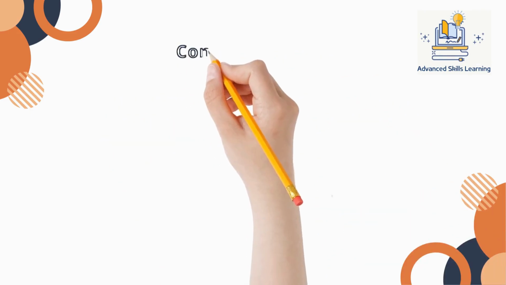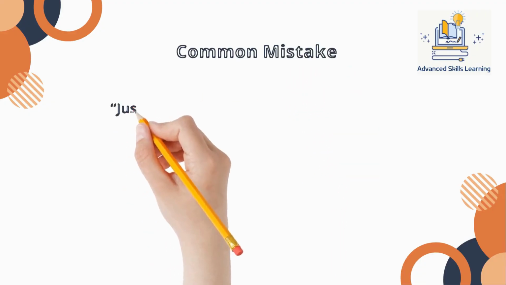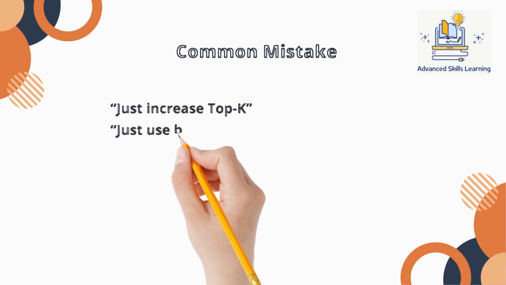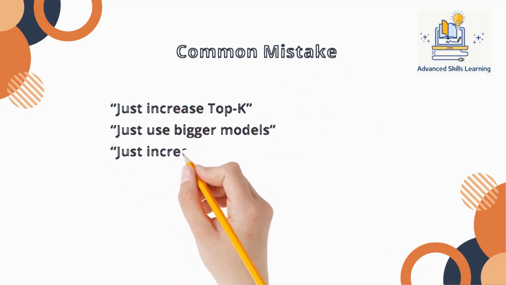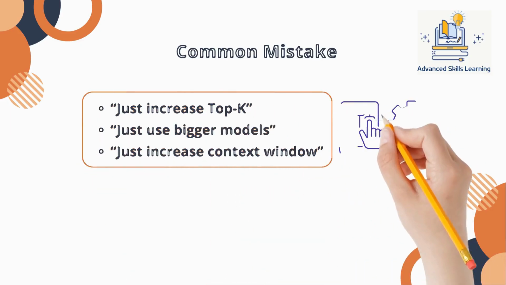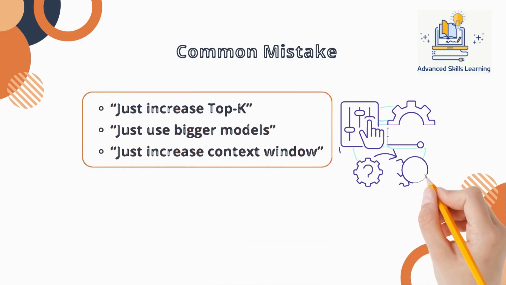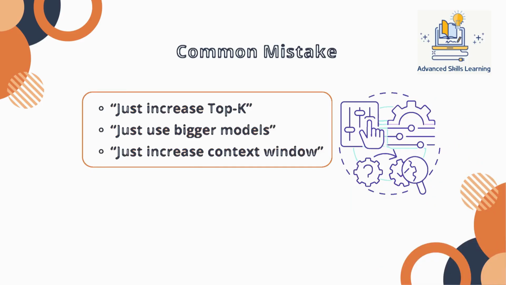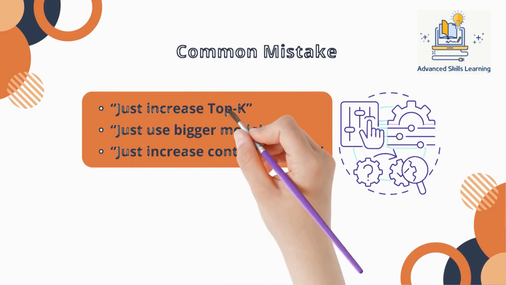A common reaction is to scale everything. Increase top K, use a larger model, expand the context window. But this is like pouring more water into a leaking bucket. You are increasing volume without improving quality. This approach increases cost and latency without actually improving the signal quality of your input.